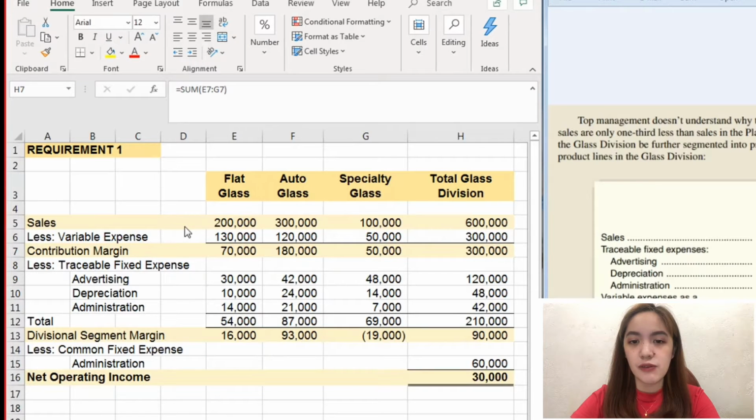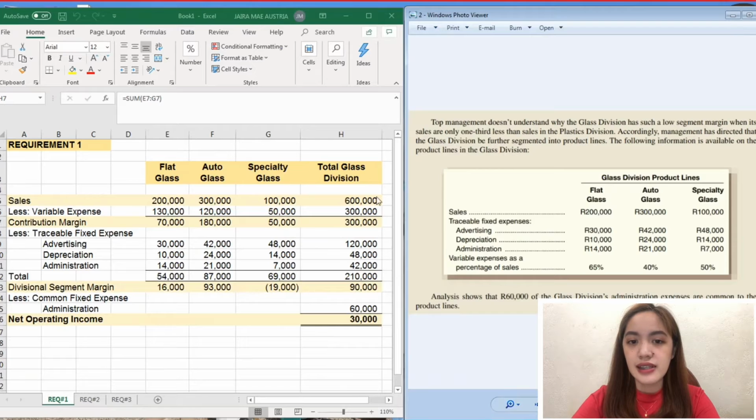So for the sales of flat glass, auto glass, and specialty glass, we have 200,000, 300,000, and 100,000 respectively. And that gives us the total 600,000 sales. Next, variable expense. It comes from here, variable expenses as a percentage of sales of 65%, 40%, and 50% for each division. So the 130,000, 120,000, and the 50,000 comes from the sales multiplied by its respective percentages. And that gives us the total 300,000 variable expenses.